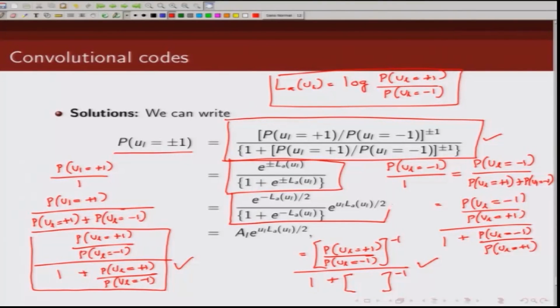Now, note I can further simplify this into this expression. When UL is plus 1, this is e raised to power LA UL by 2 and e raised to power minus LA by 2. So, this will be basically 1 times 1 plus e raised to power minus LA U, which can be written as e^LAU over 1 plus e^LAU. This is precisely what I have written here. And if UL is minus 1, this will be e raised to power minus LAU by 2 and e raised to minus LA by 2. So, this term will become in that case e raised to minus LAU over 1 plus e^minus LAU.